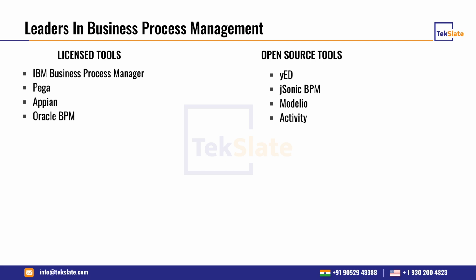Over there, IBM BPM was always at the top, IBM BPM and Pega. These two tools are there since 2011 and 12. Appian gradually came in. It was in the second quadrant, and it came into the first quadrant gradually in 2017 end. Then Oracle BPM also came in. So these are the four leaders.